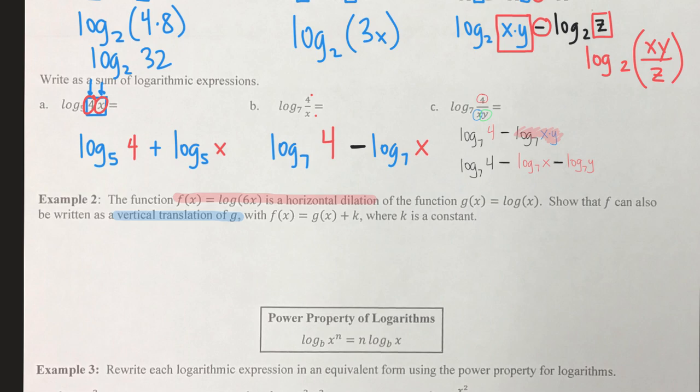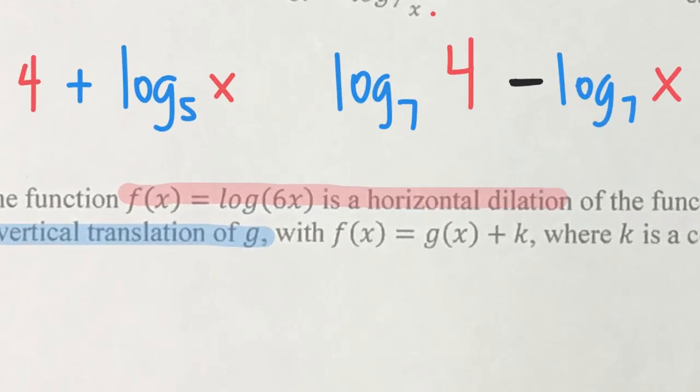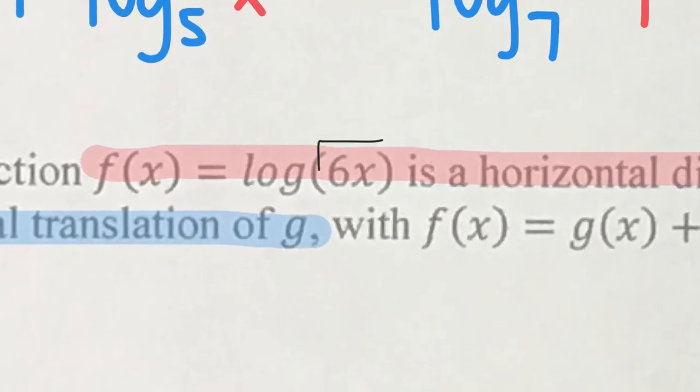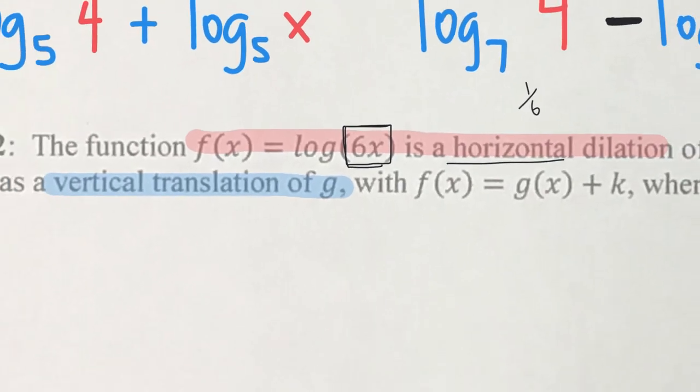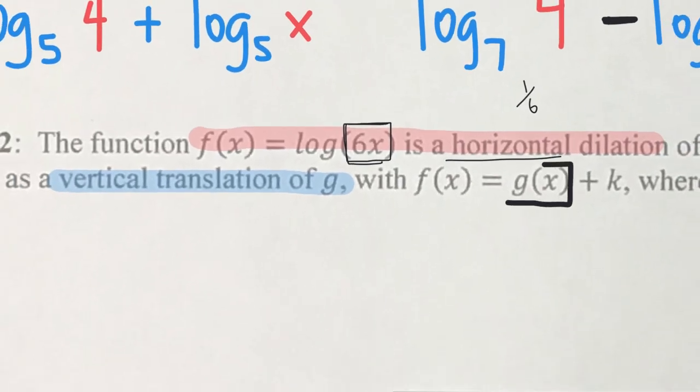Okay, example 2, we're trying to relate a horizontal dilation with a vertical translation. So notice anytime you have a number inside of your parentheses affecting x, that is a horizontal type of transformation. In this case, since it's being multiplied, it's a horizontal dilation by a factor of 1/6, because parentheses always lie. Well, they want us to write it as a vertical translation, right? Some other function g plus the vertical component k. And it's not hard to do.